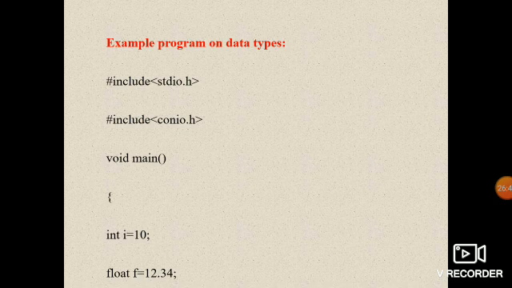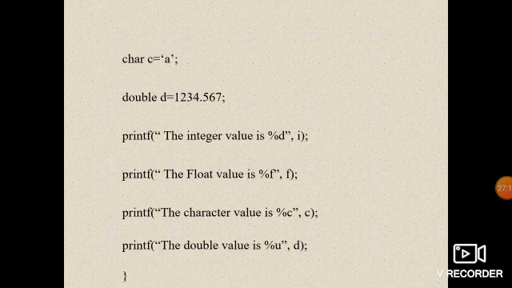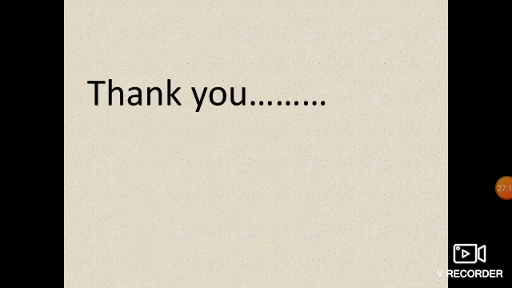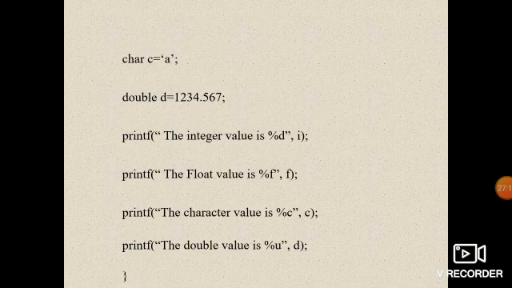To store the 10 and the a value we need the memory. So for that purpose we are using the data type. A data type is a data storage format to store the data values. That's why we are using data types. This is a small example: int, float, char, double. I'm declaring and also printing. These are the values that can be used.